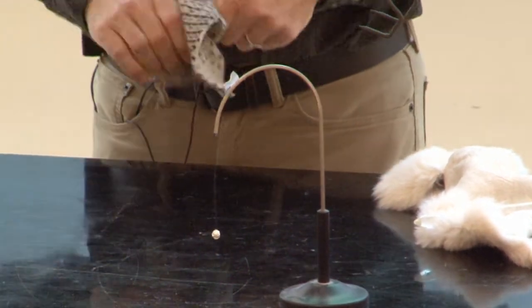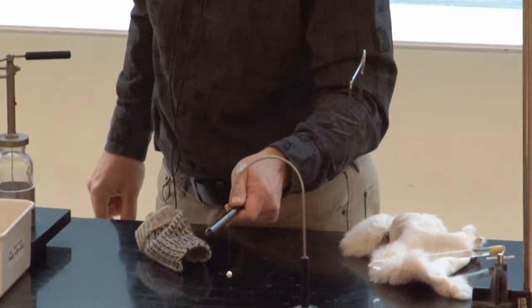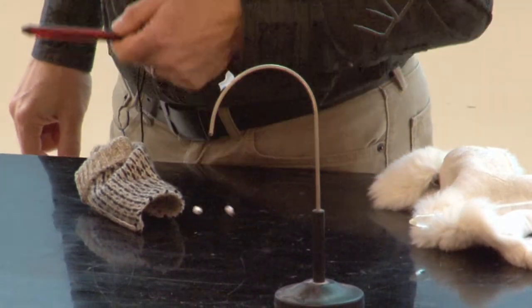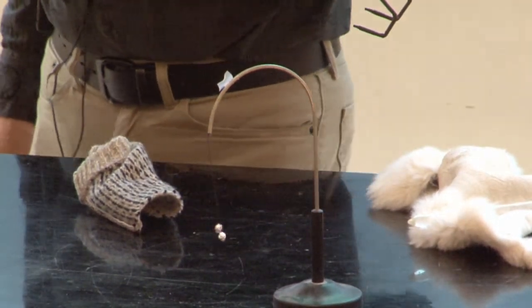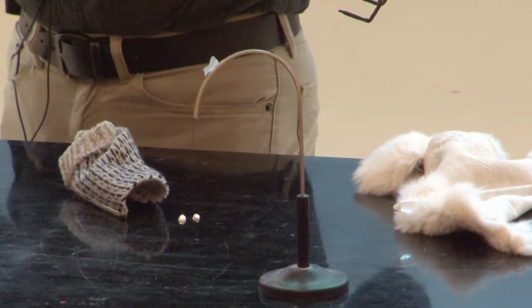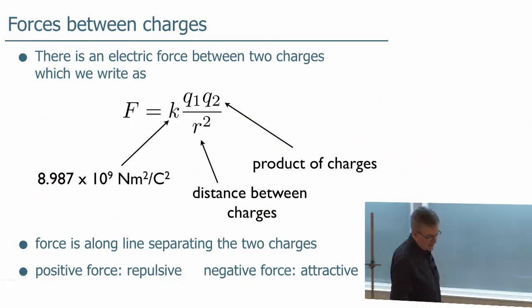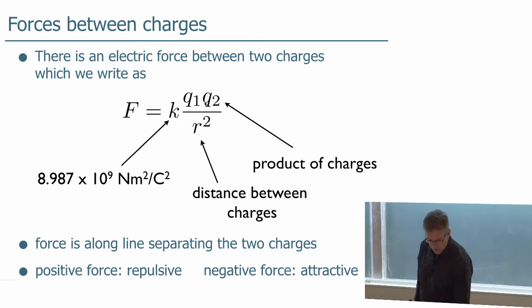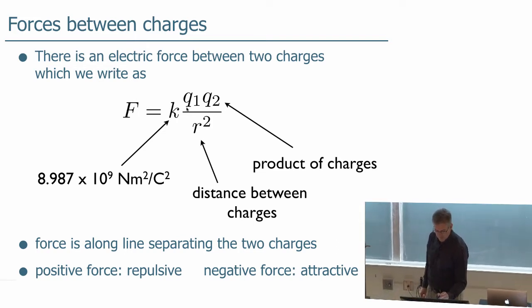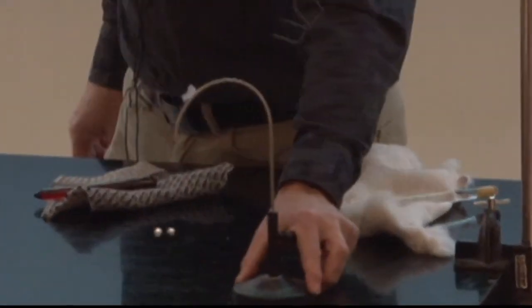Now, suppose I put even more negative charge on them. What's going to happen if I transfer negative charge to them? Now they're both negatively charged, and they're still pushing each other apart. Why? Well, look at our force formula. What does the force formula say? Because Q1 and Q2 are both negative in this case, negative times negative is positive, and positive force is repulsive. So even though they're negatively charged, we still get a repulsive force.